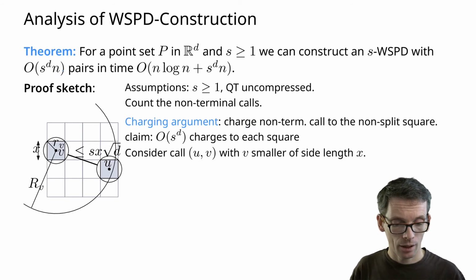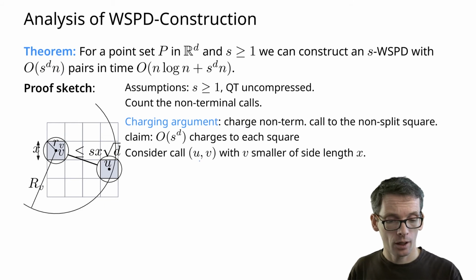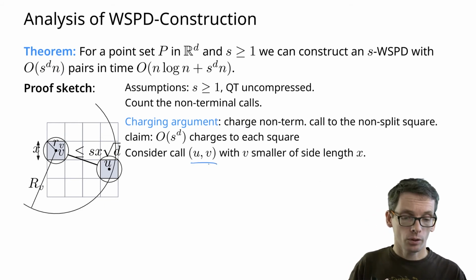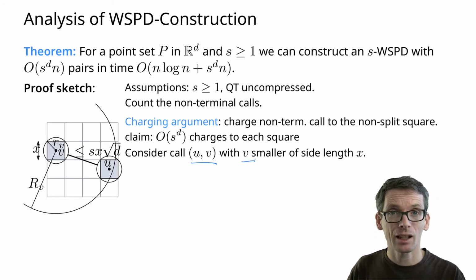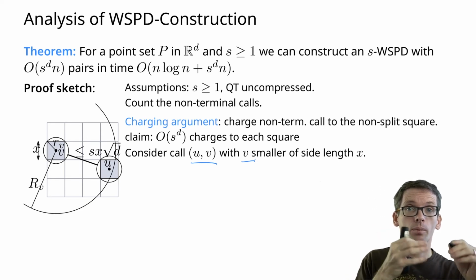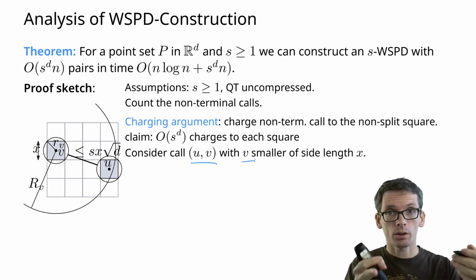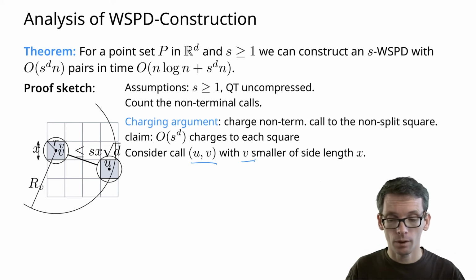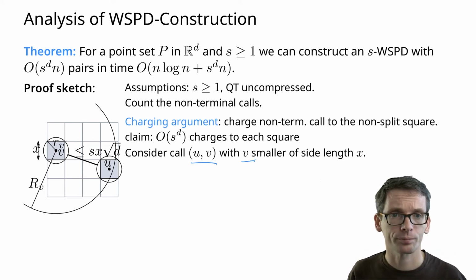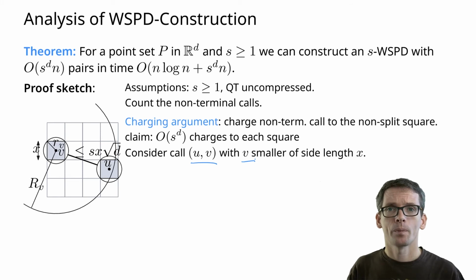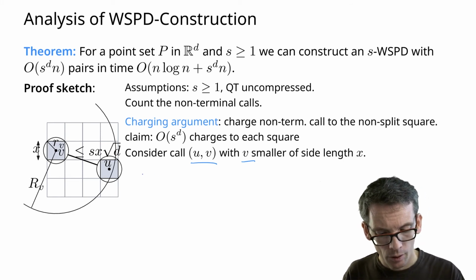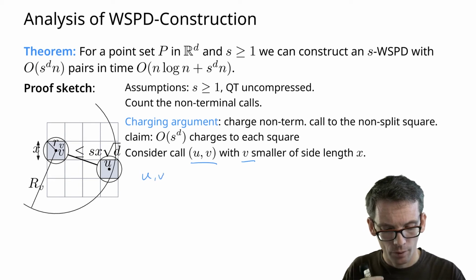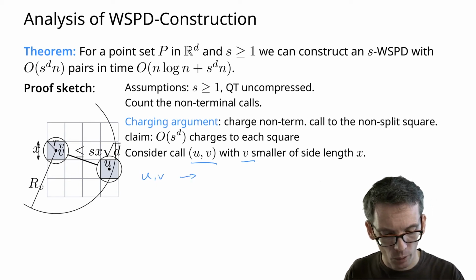Okay, so let's have a look at such a case. Let's say uv is an example of a non-terminal call, where v is the square with the smaller side length, so that will be the one responsible for splitting u. U and v can also have the same side length, but v is the one that is not split. So let's make some observations. For uv we go into the recursive call, so they are not well-separated.